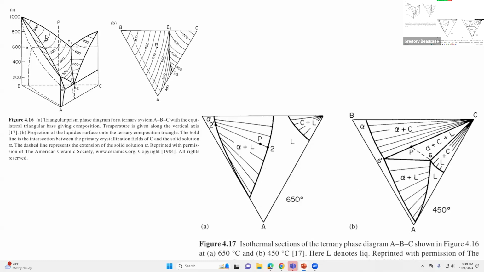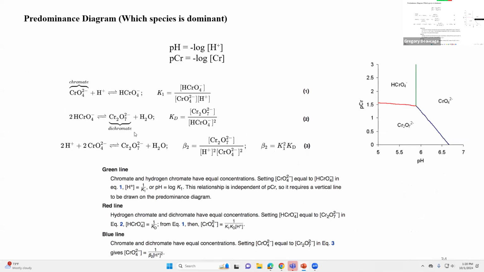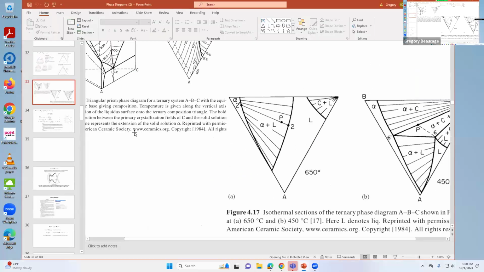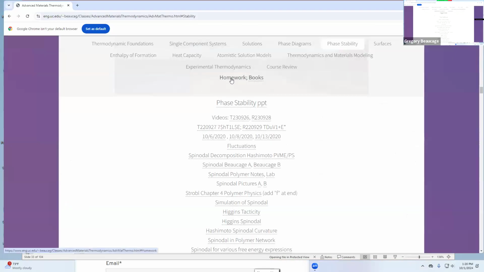So the idea of having this ternary diagram is to make this 3D plot, and then you can do slices through it to figure out the behavior of the system. This will be a little bit more understandable, I guess, when we mess around with it for this homework.